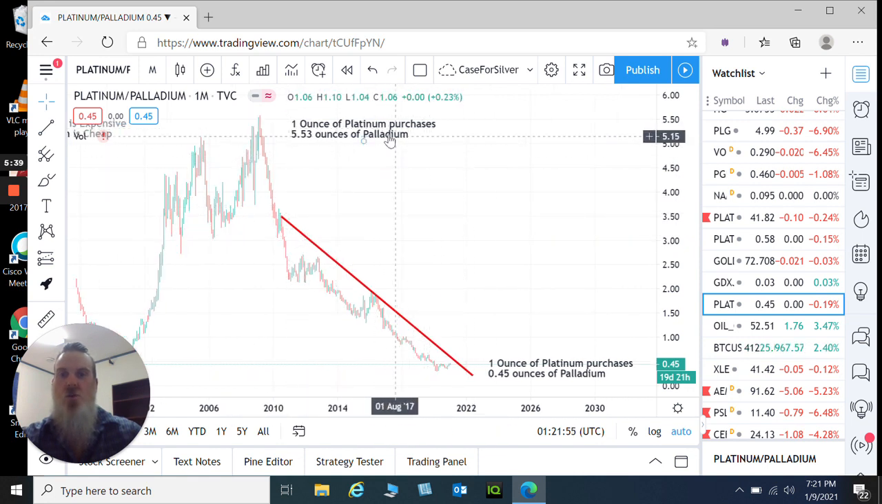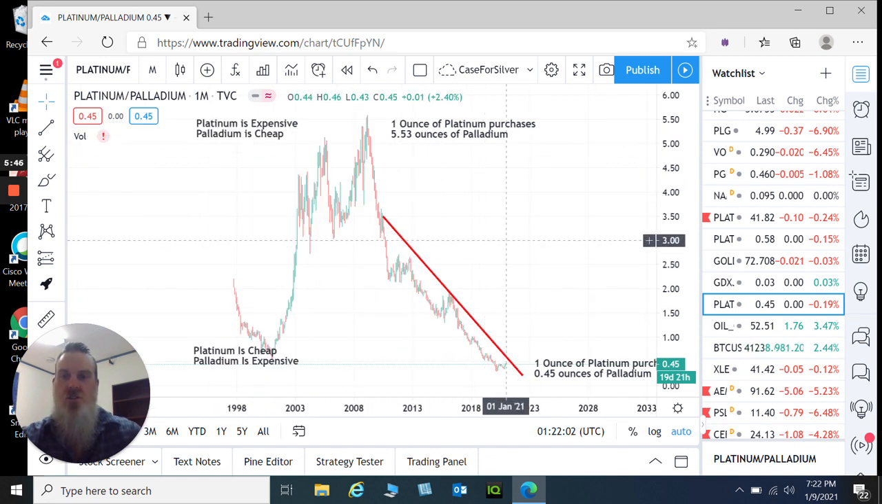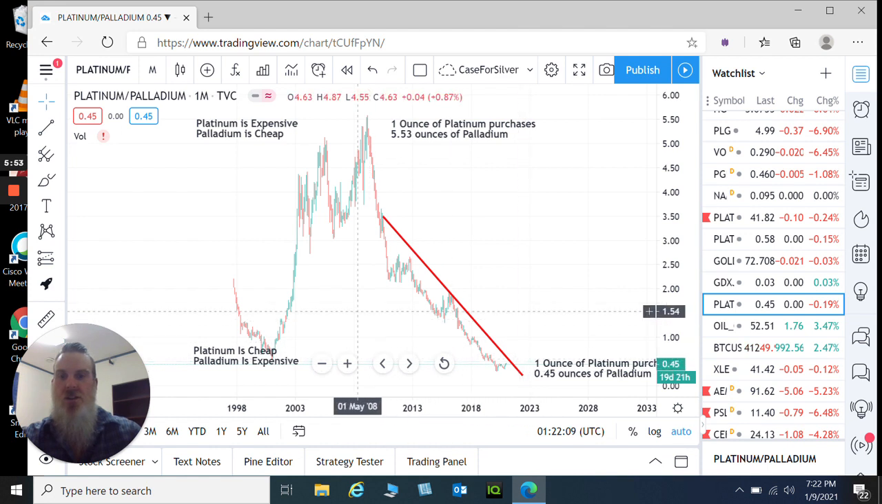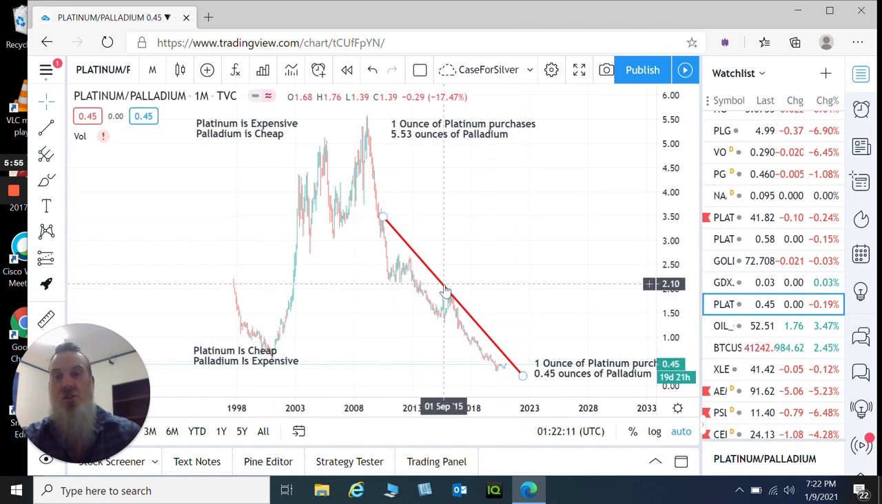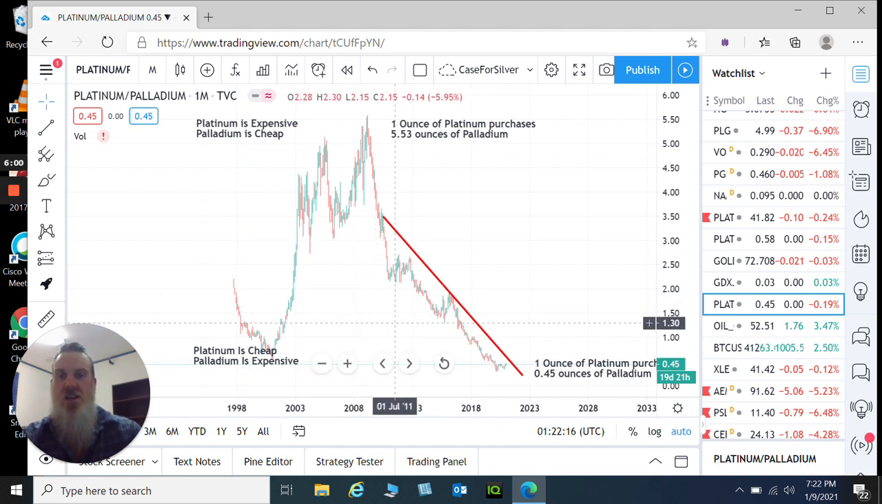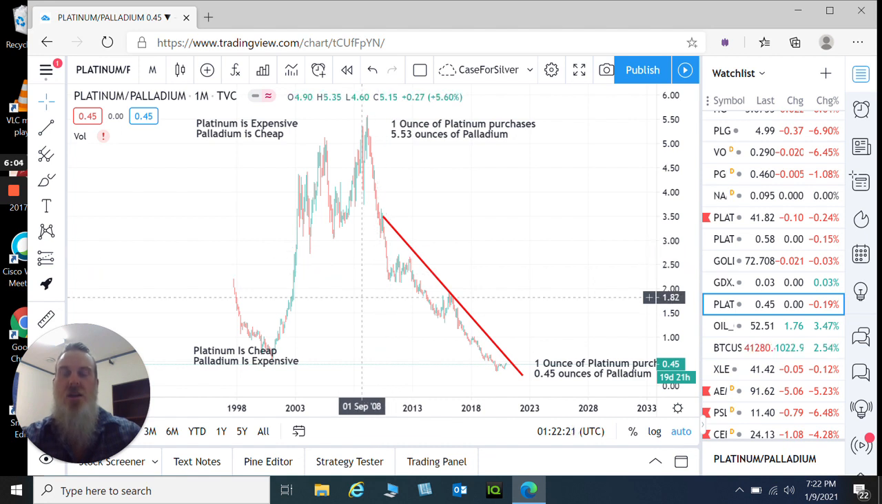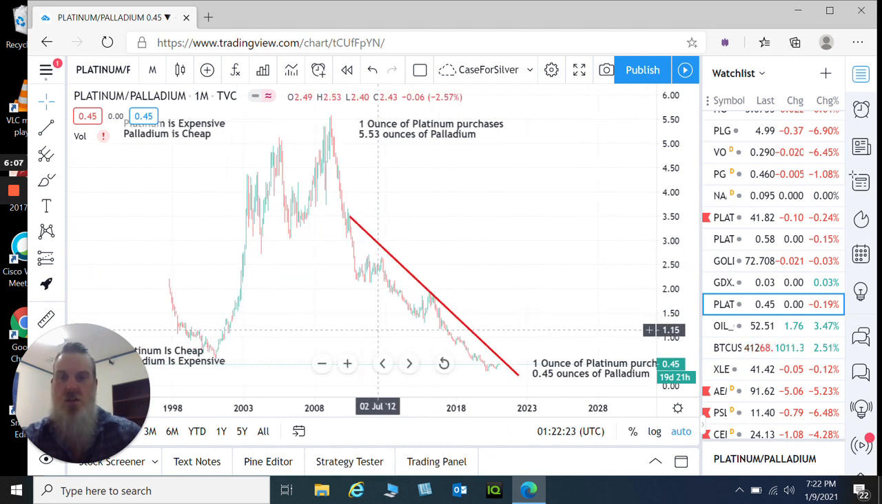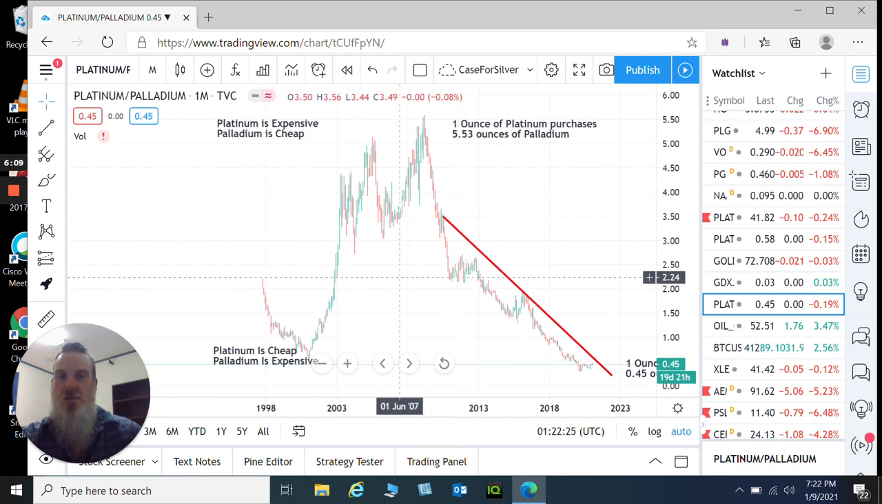Up here, 1 ounce of platinum purchased 5.53 ounces of palladium, right? And then we had the major crash. Look at this, this is crazy how low this is. How undervalued platinum is compared to palladium. You can look at all these charts over much longer time frames, 100 years. I've looked at those, and that's how I build my wealth accumulation plan for my core assets, right? So platinum is expensive, palladium's cheap.